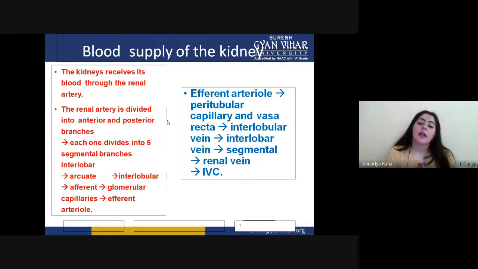Now the afferent arterioles lead to the peritubular capillaries and vasa recta in the interlobular region. If we talk about the veins, they are the interlobular vein, the segmental vein, the renal vein and the IVC. So these are the main sources of the blood supply inside the kidney, the structures responsible for supplying blood to the kidney.